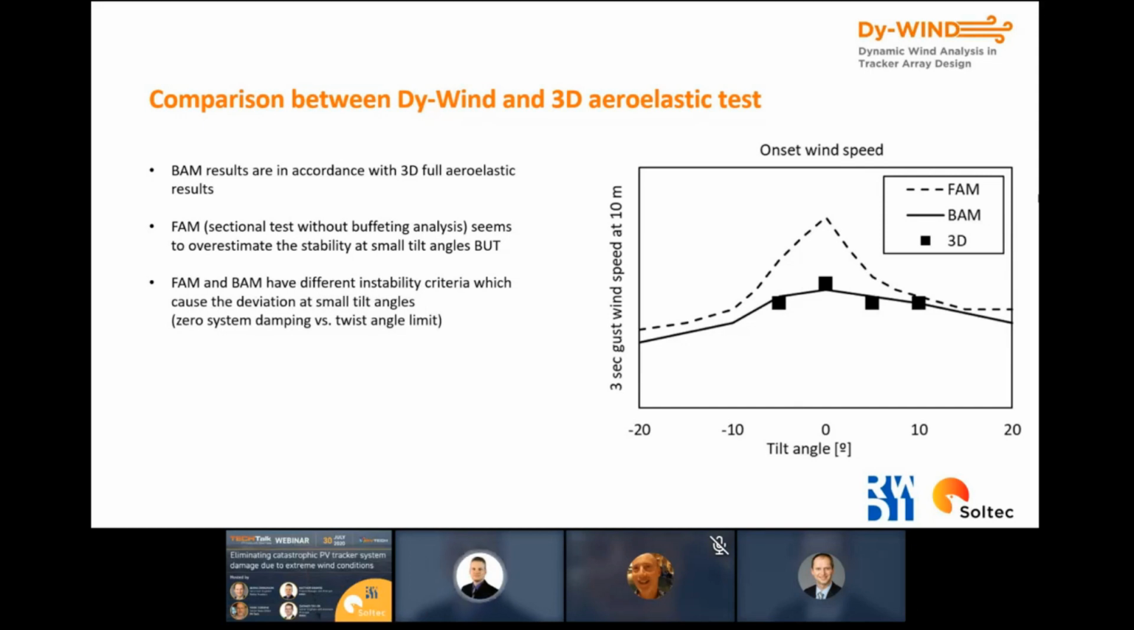So you can see this on the right-hand plot. We have wind speed on the vertical, and we have tilt angle on the horizontal. And the dashed line represents the Flutter predictions, and then the solid line represents the buffeting prediction, and the square dots represent the 3D aeroelastic. And the buffeting and the 3D aeroelastic align quite well. And as you can see, the Flutter gives generally higher prediction, and that's due to just the difference in the definition of the onset wind speed. So with that, I'll give it back to Bernd to wrap up.